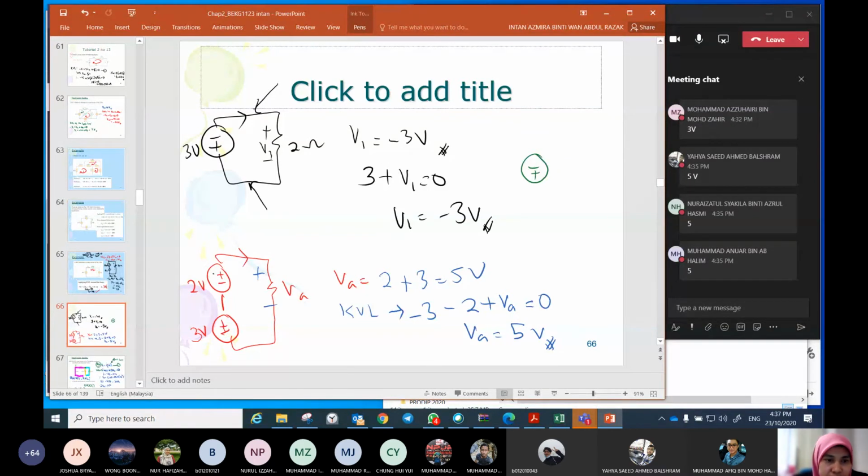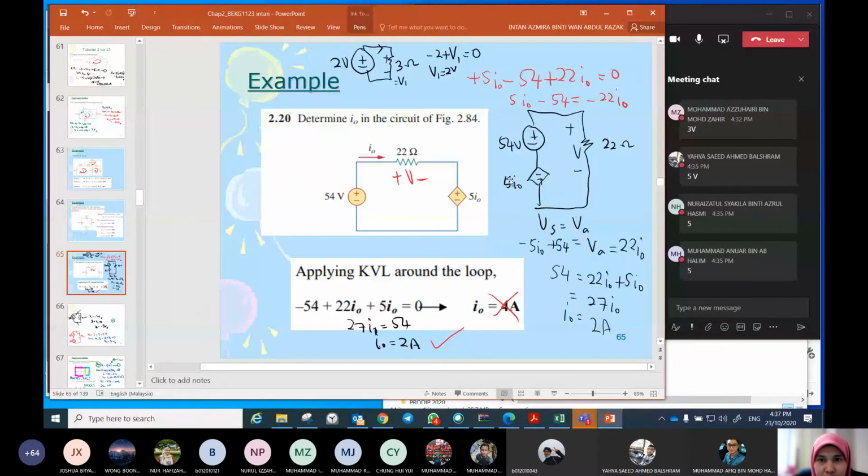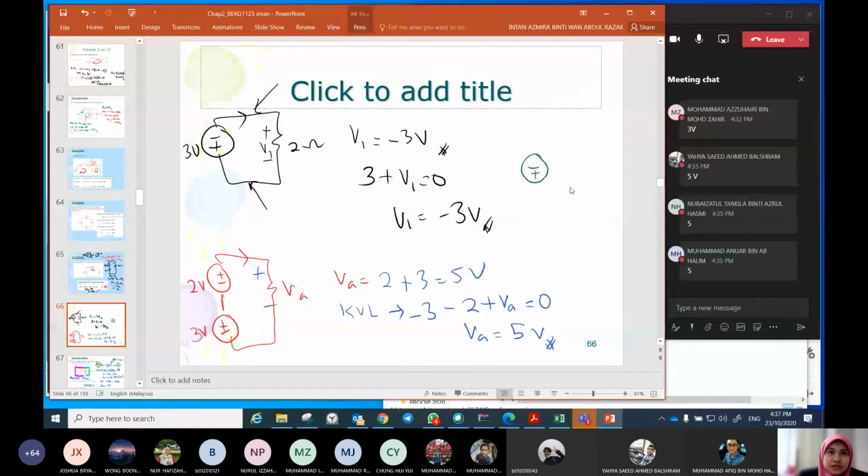But this is very simple, right? The arrangement of two voltage sources is the same: minus, positive, and then minus, positive. So the total of the voltage source here, we know that it is 5. This one, the arrangement of voltage source is opposite, right? This one is positive, negative. This one is negative, positive. So you might make a mistake. So it is better to write KVL equation to be safe. Now let's try this.